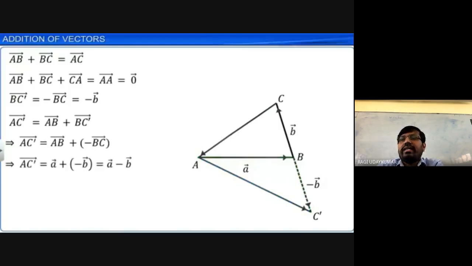So this is the difference of the two vectors. Whenever you consider addition and difference, you get it the same way. Okay, समझ में आया?